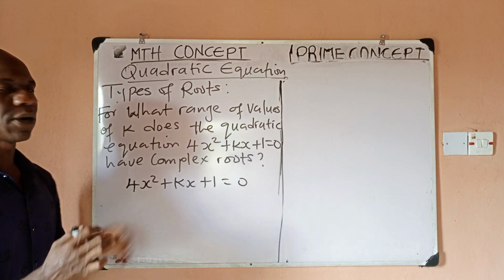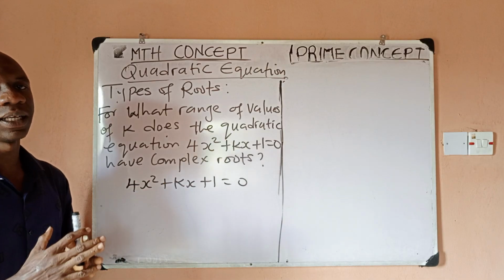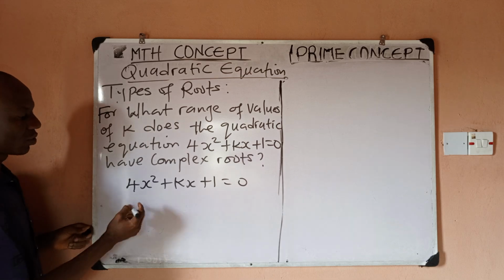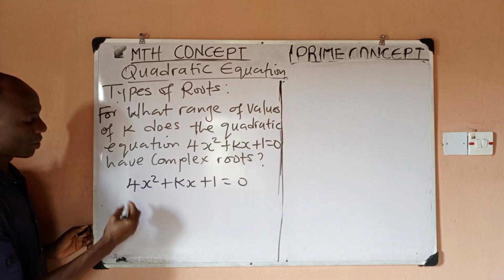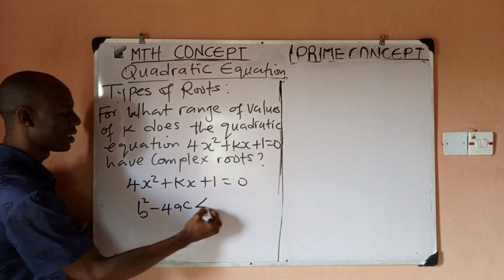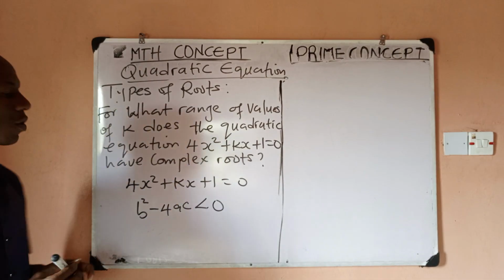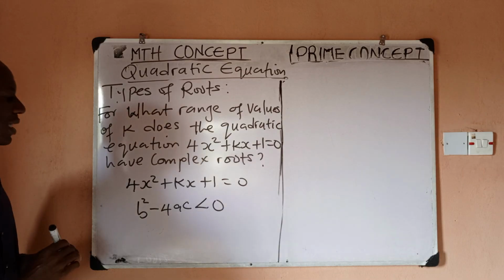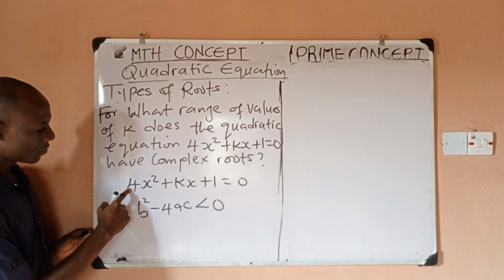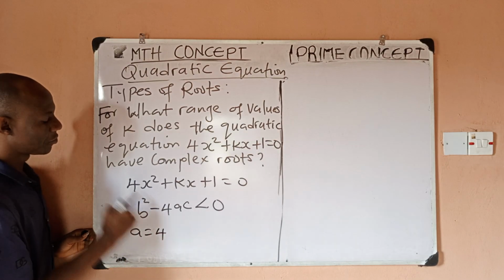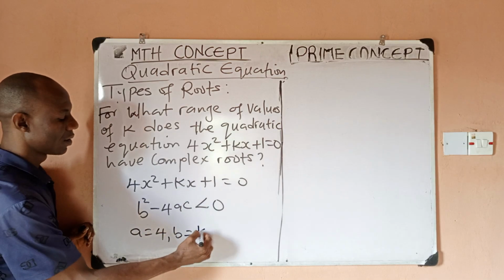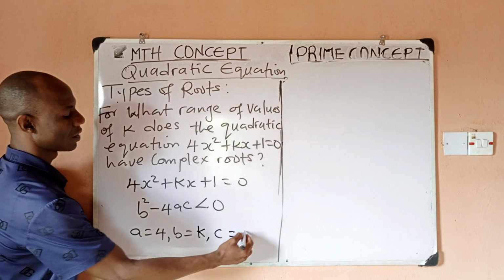So you would notice that this is our condition 3 that we gave today. Condition 3 is the condition for complex roots. And that happens, a quadratic equation would have complex roots if b squared minus 4ac is less than 0. So this is the condition for complex roots. So the first thing we want to identify would be our values of a, b, and c. So from this equation, a is 4. B is the coefficient of x, which in this case is what? k. Then c is the constant, which is 1.